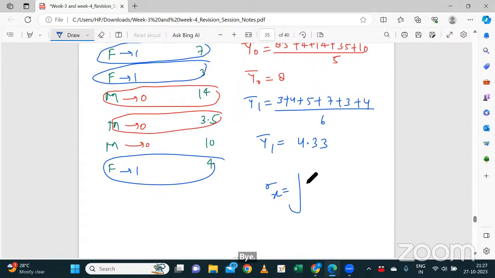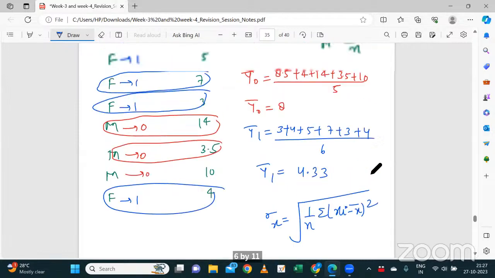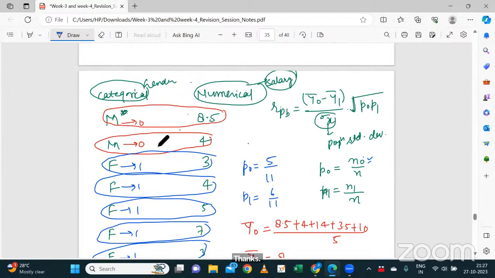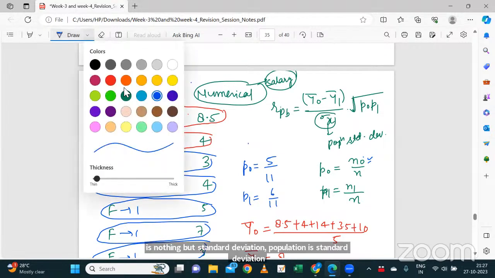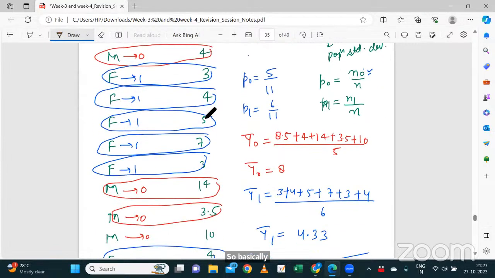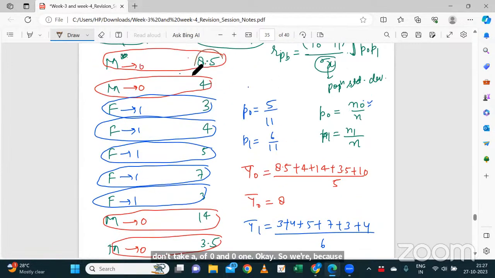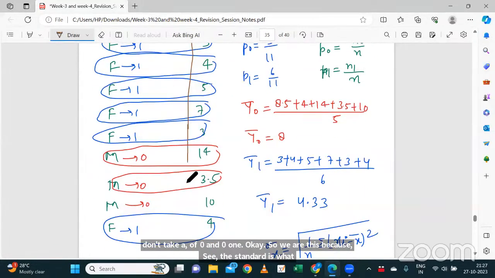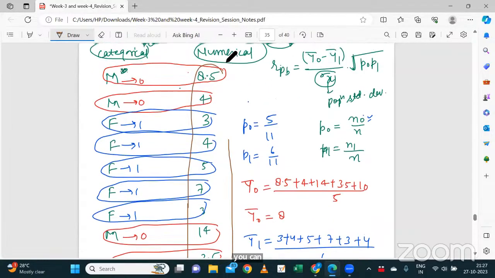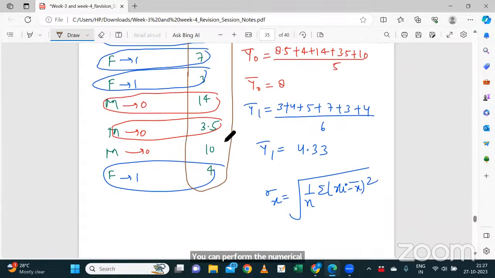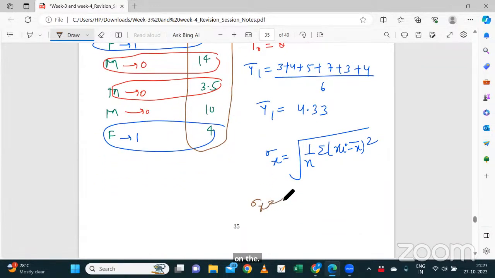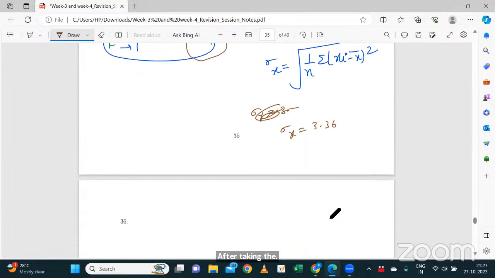We got P naught and P1, then what about sigma x? Sigma x is nothing but the population standard deviation of the salary column. Don't take the standard deviation of the 0, 1 column, because we can perform numerical operations only on the numerical variable. So we have to take the population standard deviation for this. I'm not going to calculate this one. Anyone, what is the answer? 3.36, sir, after taking the square root. Okay, 3.36, you got the correct answer, right? Yes, sir.